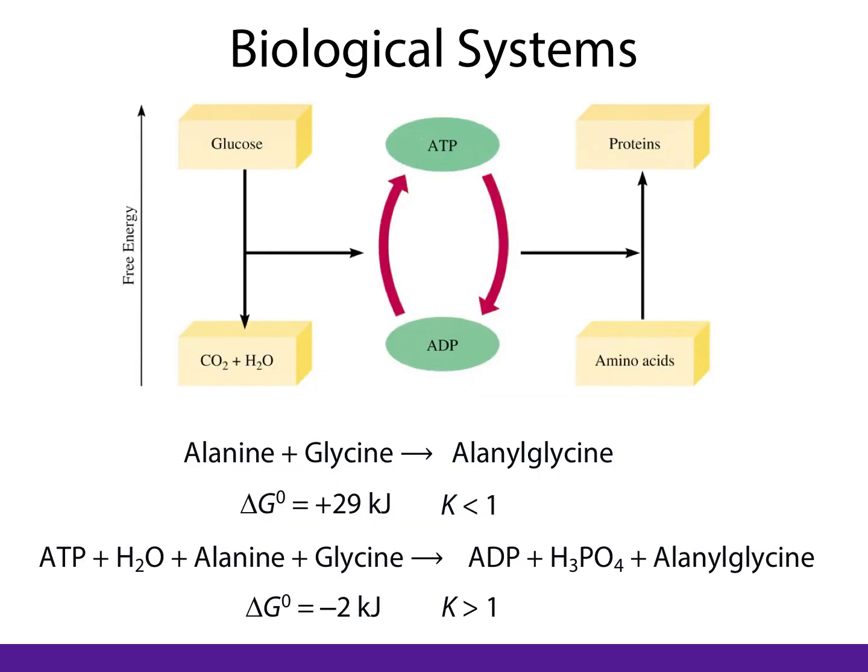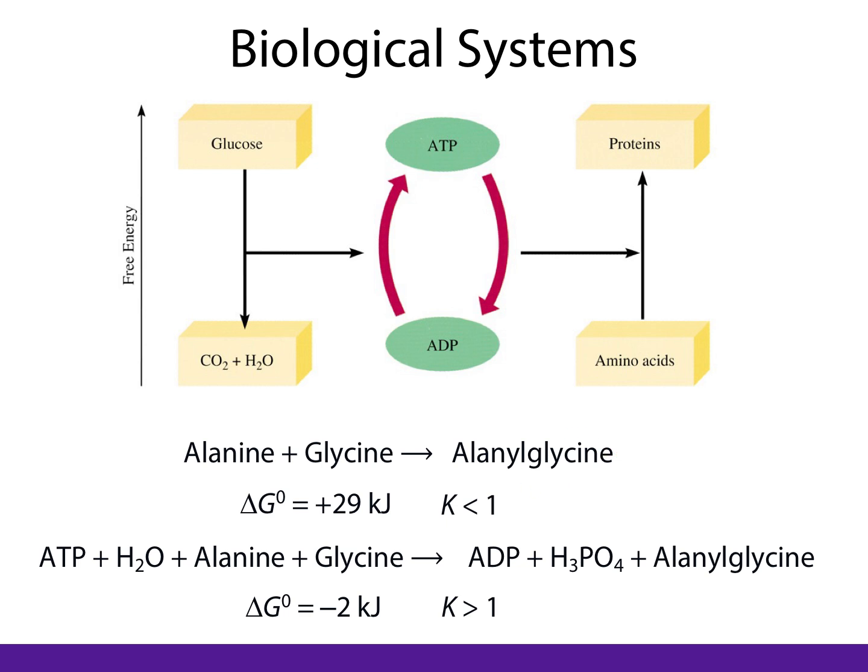Here's an application to biochemistry and biology. If I'm trying to form a protein by taking alanine and glycine, two of my amino acids, to form this dipeptide, this reaction actually has a positive delta G naught. So on its own, this reaction isn't going to proceed very far towards products, and I'm not going to have a very successful synthesis of this protein.